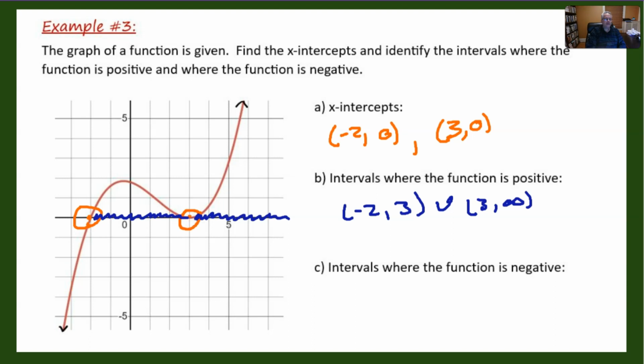Now, where is it negative? Just over here, from negative infinity up to negative 2. Notice we've covered the whole x-axis. Either the function is 0 and it's an intercept, or it's positive and above the x-axis, or it's negative and below. It's got to be one of those three things. So our answer covered the whole x-axis. All right, good luck with this topic.